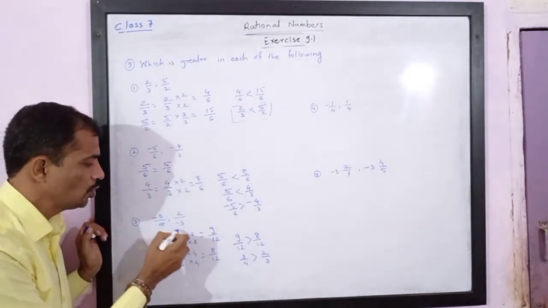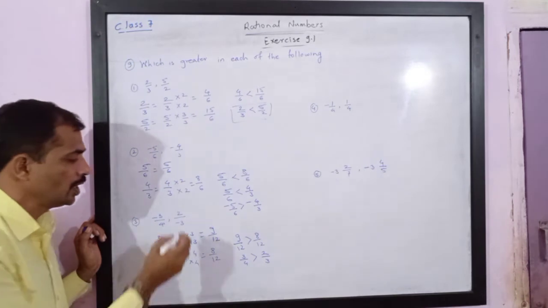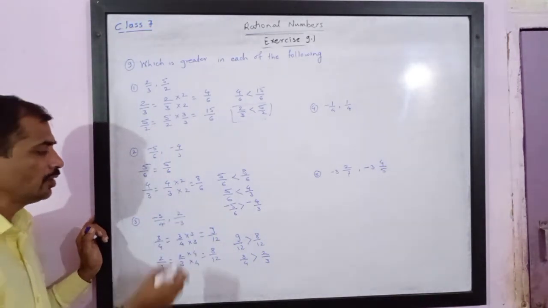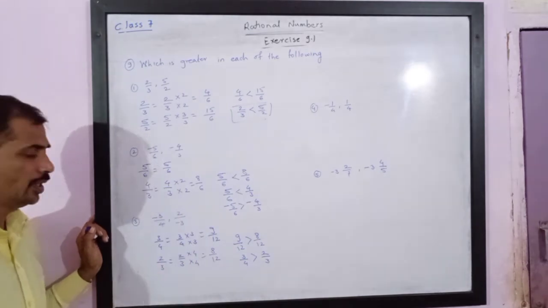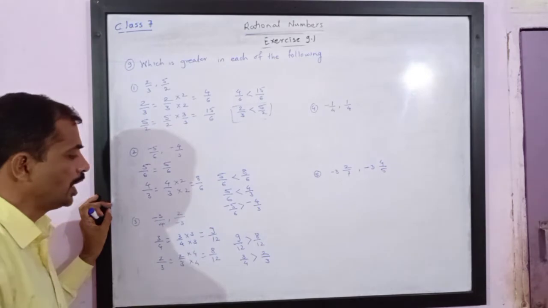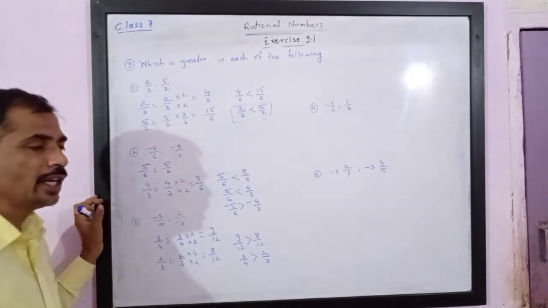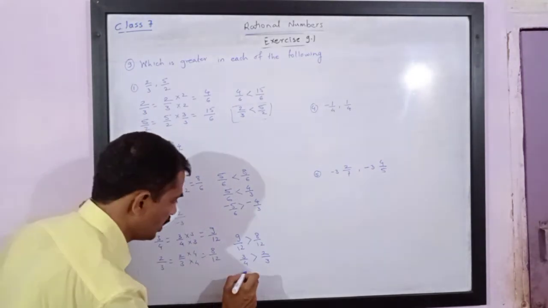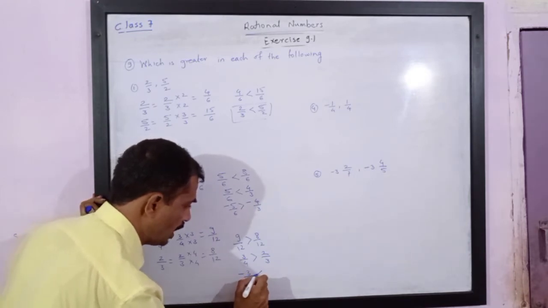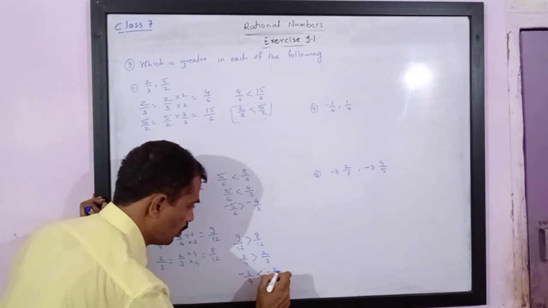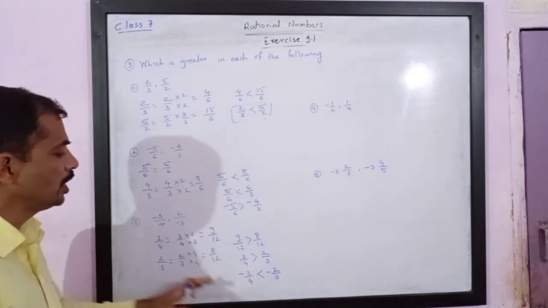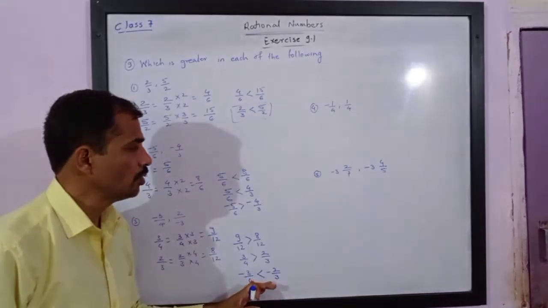Please note, this 2 upon 3 is not written in standard form. So 2 upon 3, if you multiply both numerator and denominator by minus 1, it will be minus 2 upon 3. So this fraction is negative, this fraction is also negative. Since both the fractions are negative, we reverse the sign. Negative 3 upon 4 is less than negative 2 upon 3. So we have got negative 3 upon 4 is smaller than negative 2 upon 3.